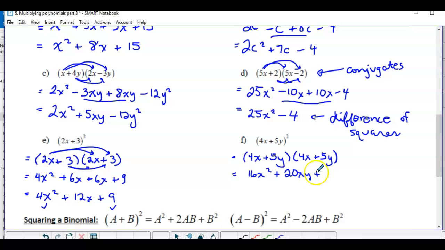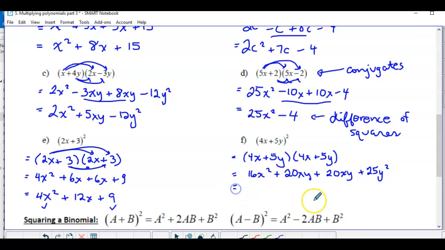You might put down 20yx because that's the order it's given in, but then just rearrange it. It's multiplication, so order of multiplying doesn't matter, and we want it in alphabetical order. Besides, that would then make it obvious that it's a like term with the previous one. And then the last term squared is 25y squared.